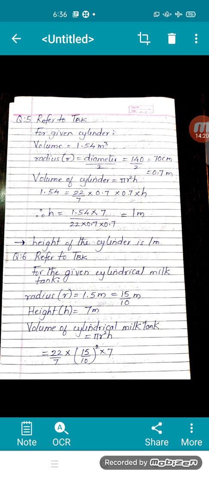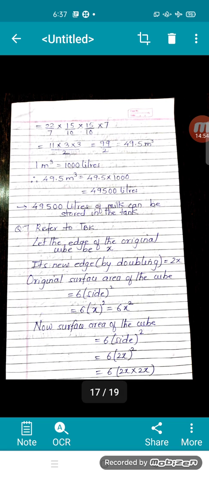Now we go to question number 6. A milk tank is in the form of cylinder whose radius is 1.5 meter and length is 7 meter. Find the quantity of milk in liters that can be stored in the tank. For given cylindrical milk tank, radius is given, height is given. So volume of cylindrical milk tank will be pi r square h. Put the values and you get 49.5 meter cube. Now 1 meter cube is equal to 1000 liters. So multiply by 1000, you get 49500 liters of milk can be stored in the tank. Please write the answer.